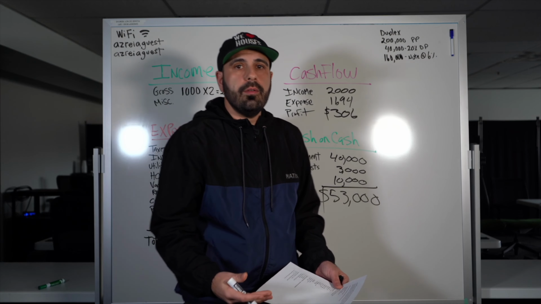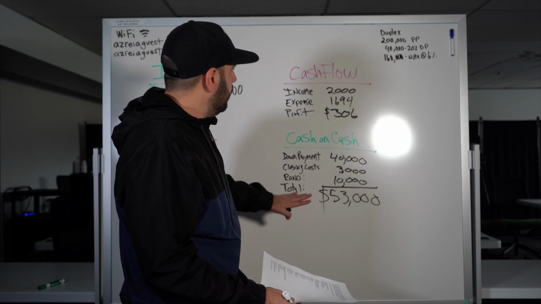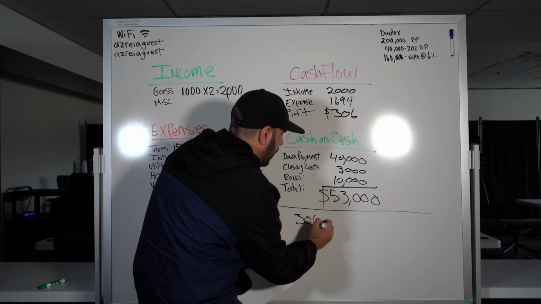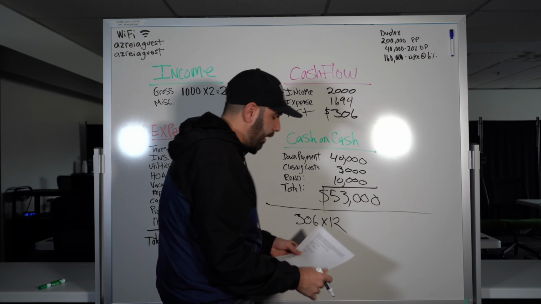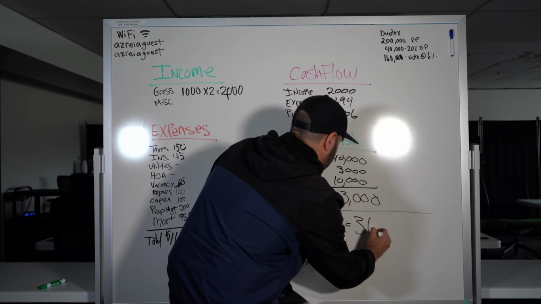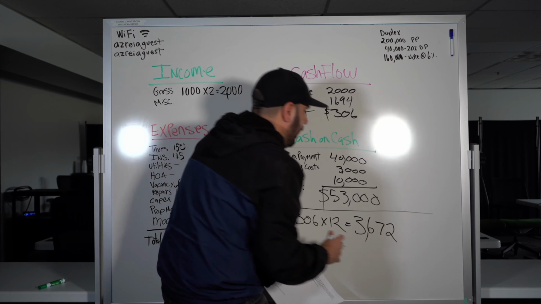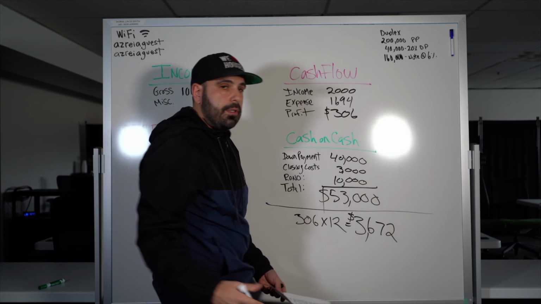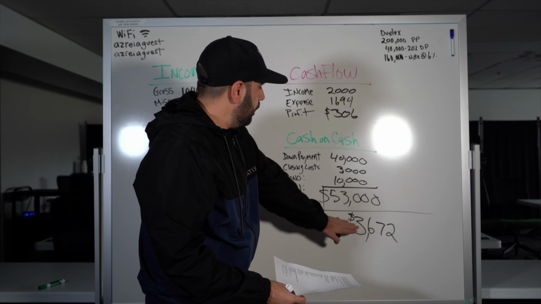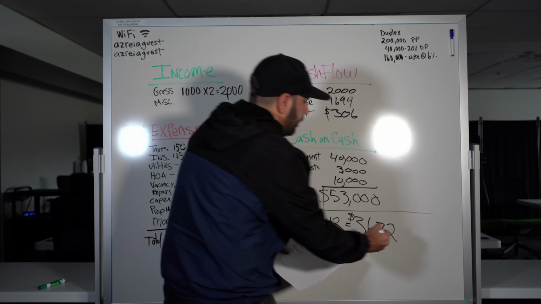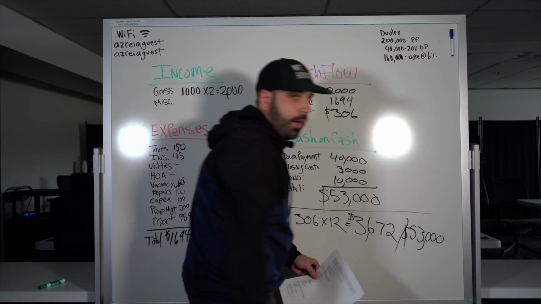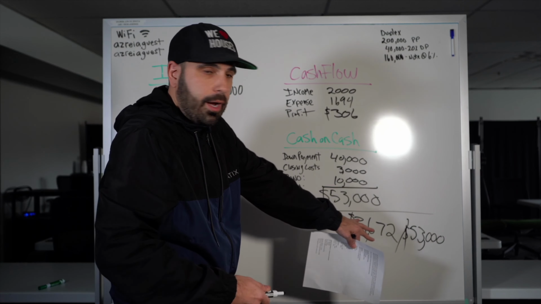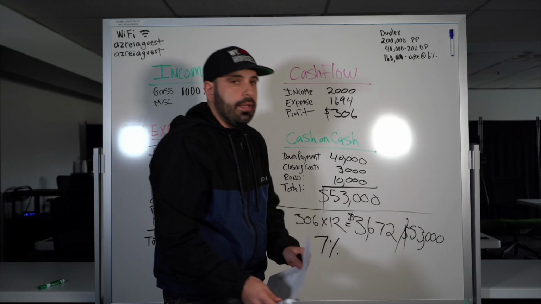So how do you calculate your cash on cash return? So basically, you've got to get your $306 times 12 on an annual basis. So that comes out to $3,672. So annually, this property here, this duplex, is going to bring us in $3,672 a year. So you've got to divide that into the $53,000 out of your pocket. Annual profit divided by the money upfront out-of-pocket cost gives you a 7% cash on cash return.